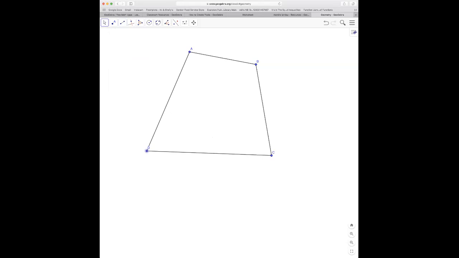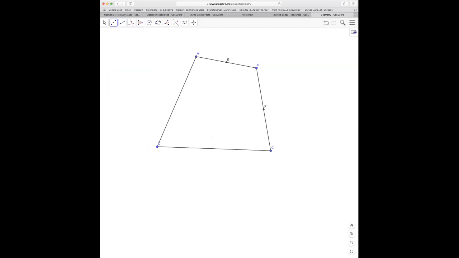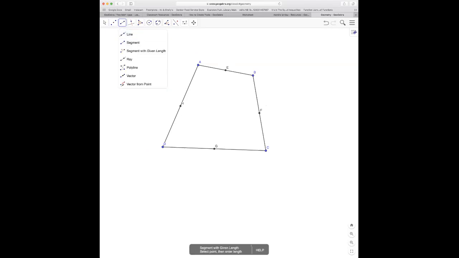Okay. Next, we want to find the midpoints of the sides. So midpoint and midpoint and midpoint and midpoint. Okay, and then the next thing we're going to do is connect the midpoints with line segments.